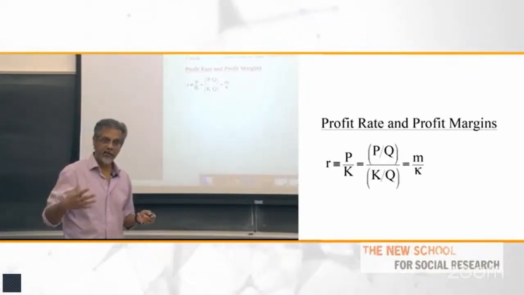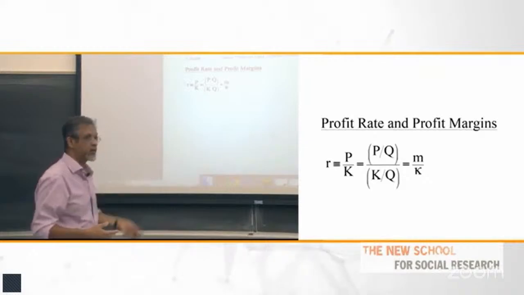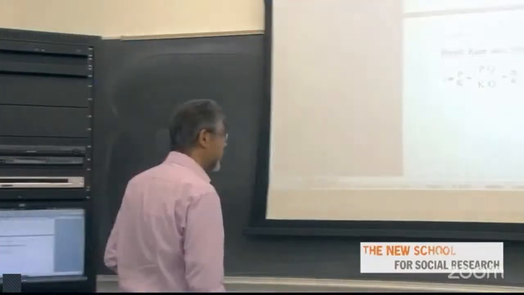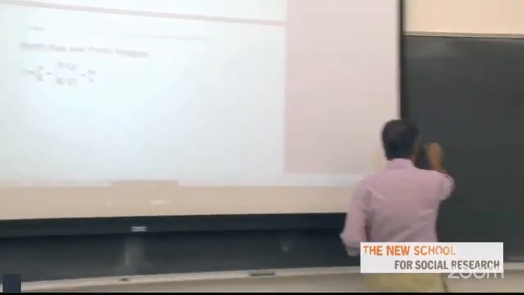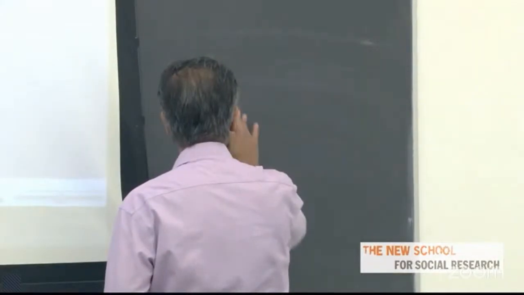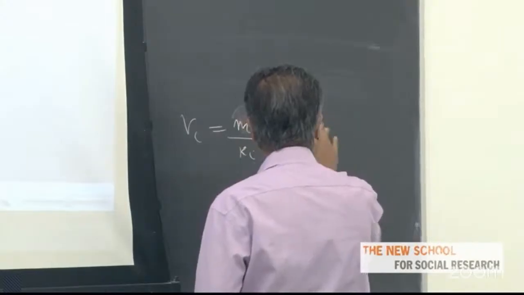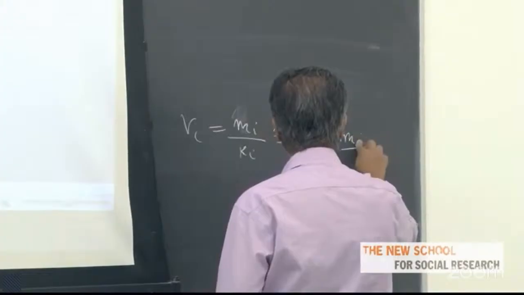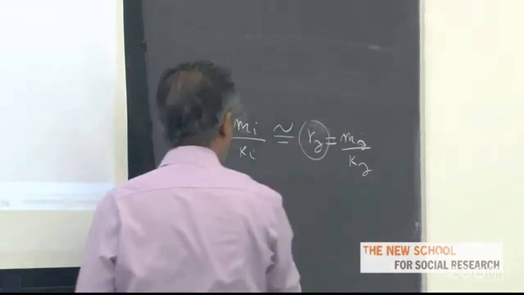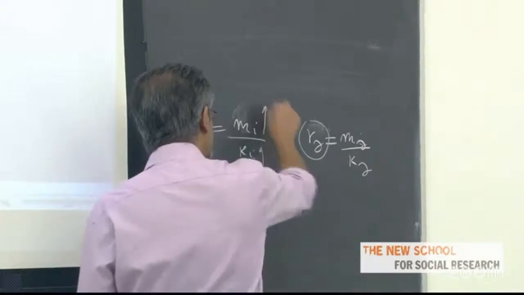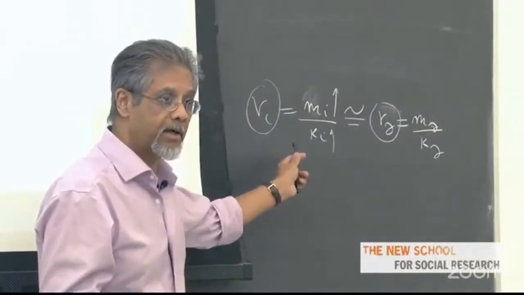So we would expect from the theory of competition that if we're looking across industries, profit margins will be higher where capital intensity is higher. So if I write that the profit rate in one sector, Ri, is equal to its profit margin over its capital intensity, and this is roughly equal to the profit rate in another sector, Rj, defined by the profit margin over capital intensity in sector J. If Ri and Rj are equal, then if this is bigger, so must this be in order to make them equal. In other words, what competition will do is give higher profit margins to industries that are more capital intensive.